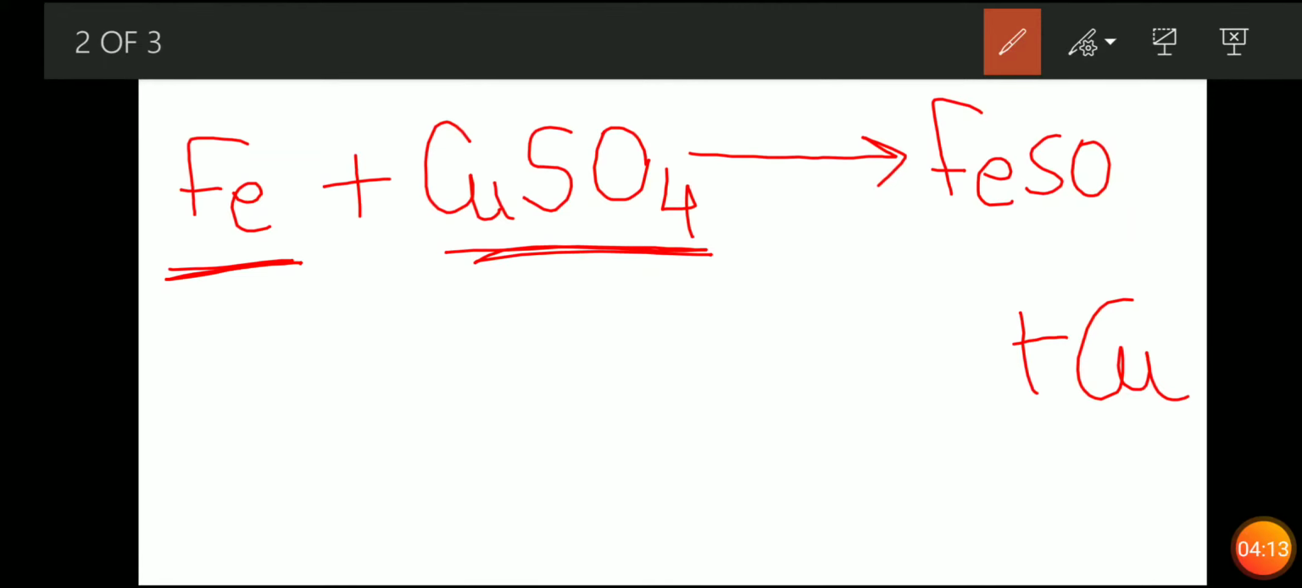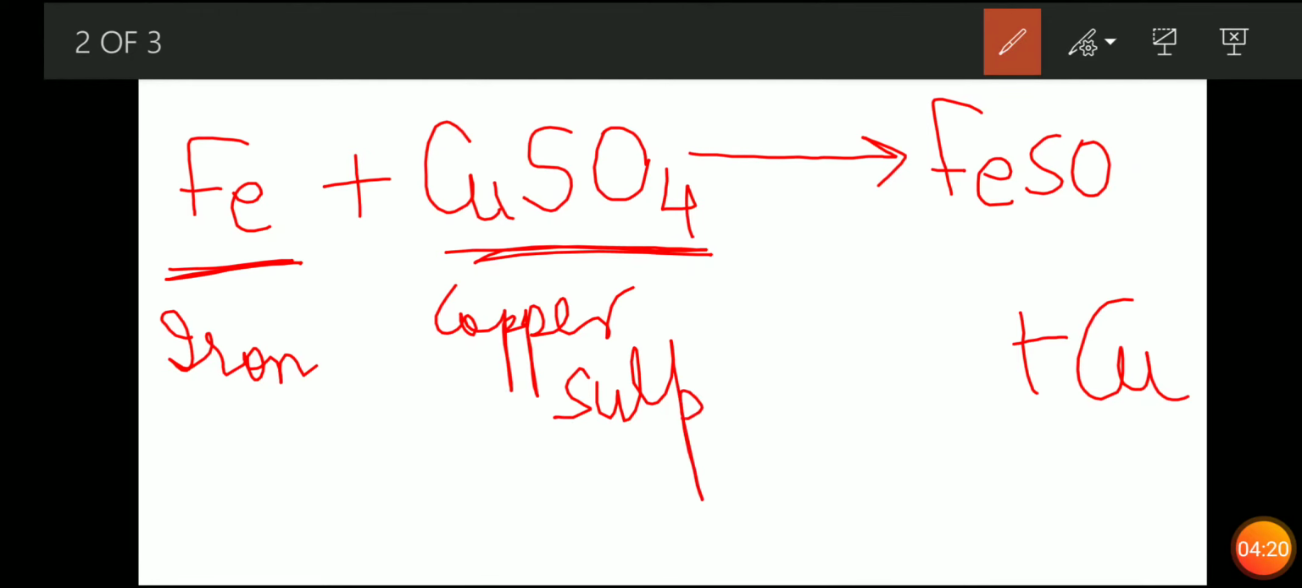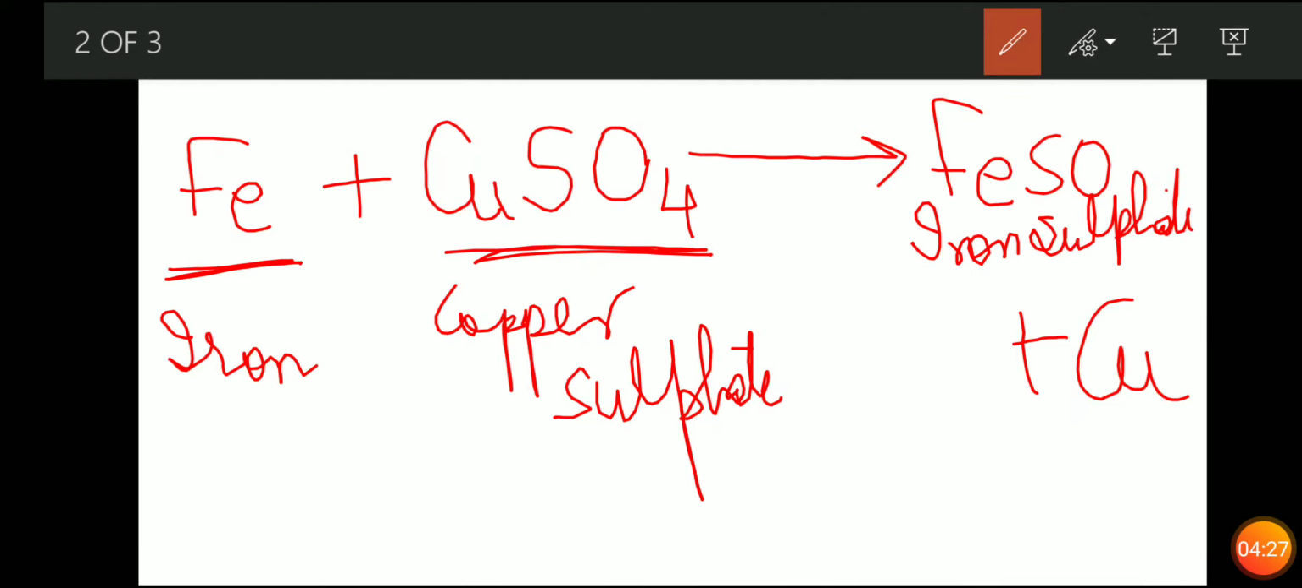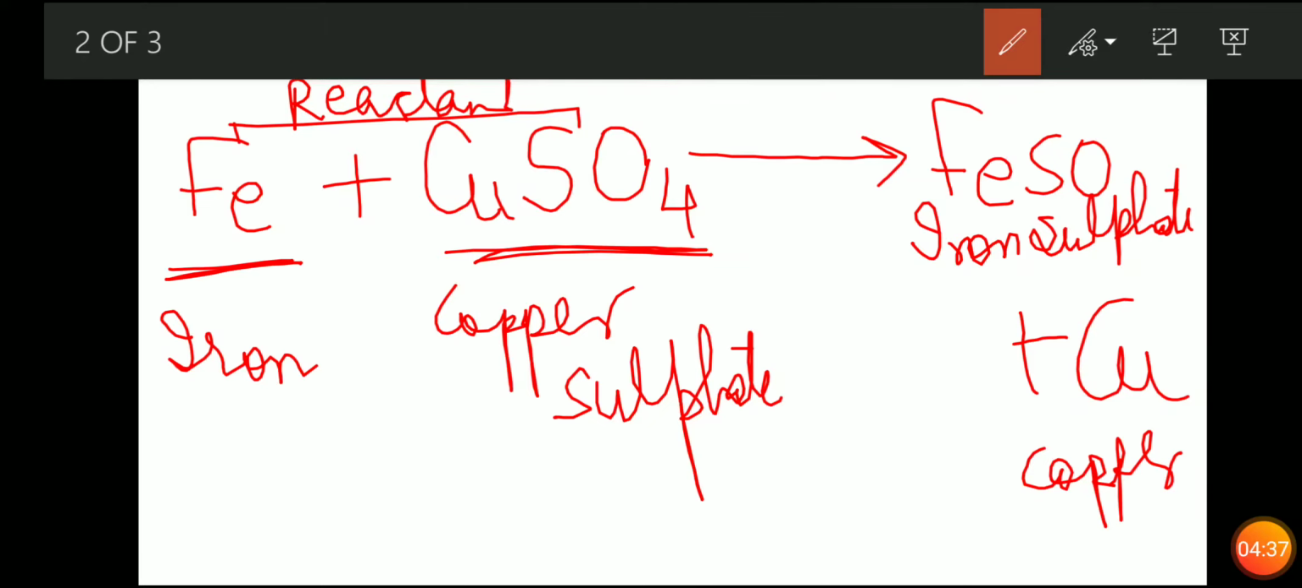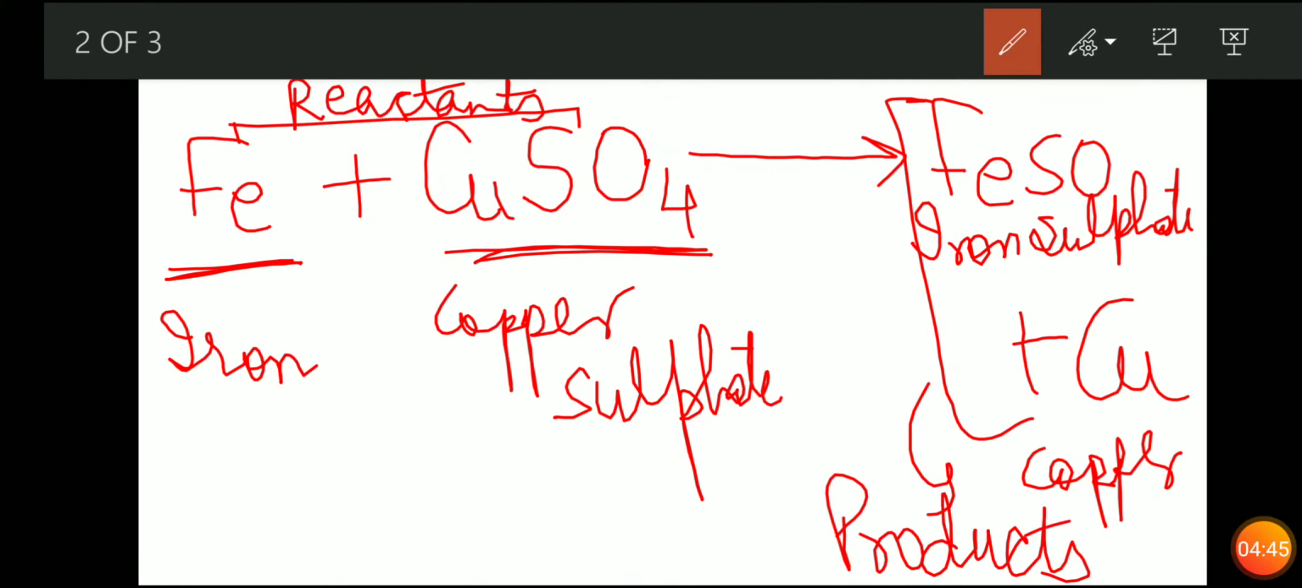Now the key terms over here are: it is iron, it is copper sulfate, this is iron sulfate, and this is copper. These are the reactants. These are the products. So this is known as your chemical reaction.